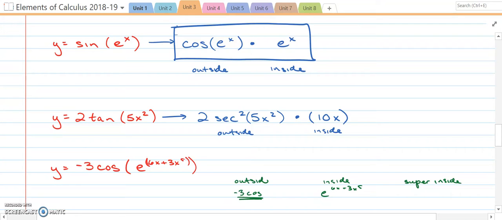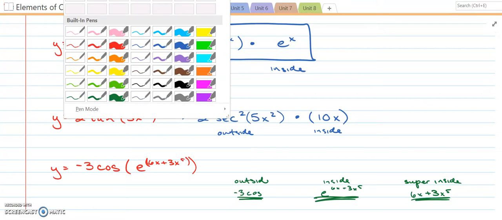But that super inside is just the polynomial that was the exponential. So all three of these things need to be addressed, and we're going to multiply them for a final answer. Here's what I should have.